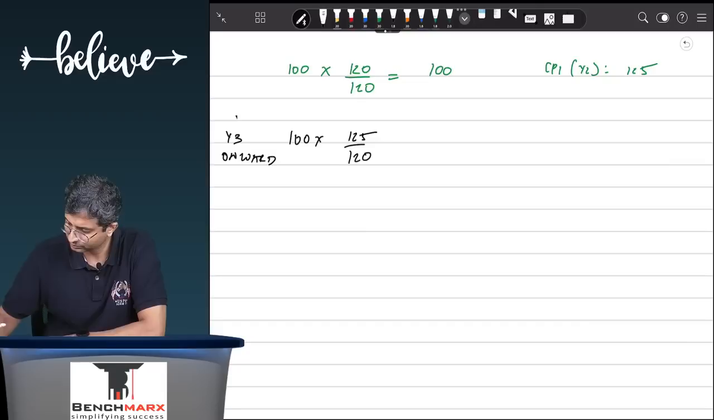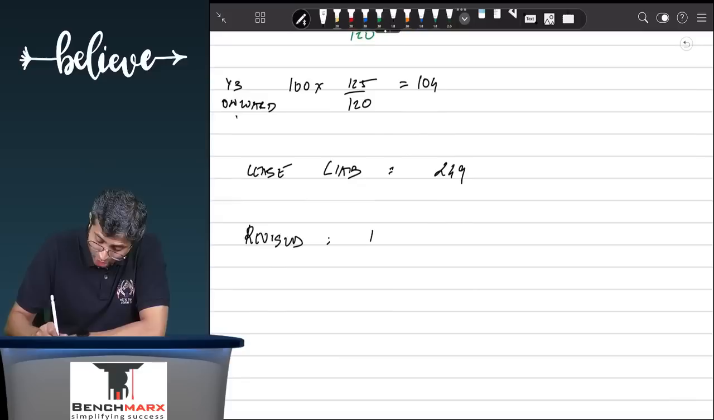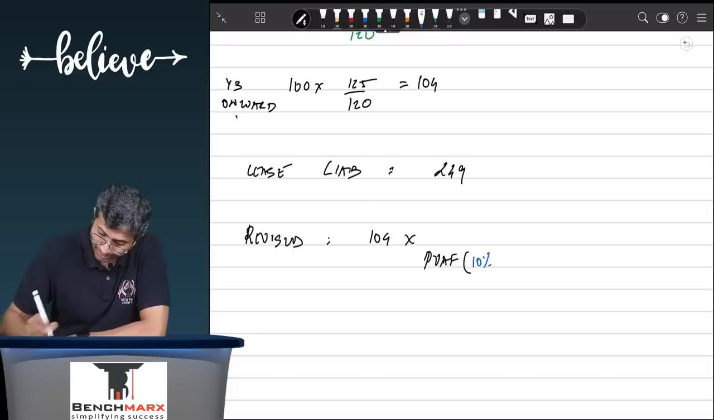Then after 2 years, your lease liability in your books, for simplicity, is, let us say, 249 only. Now, if you want to measure your revised lease liability, it will be 104 into the PVAF at the rate of the same 10% for the remaining 3 years. Sir, but the rate is 12?